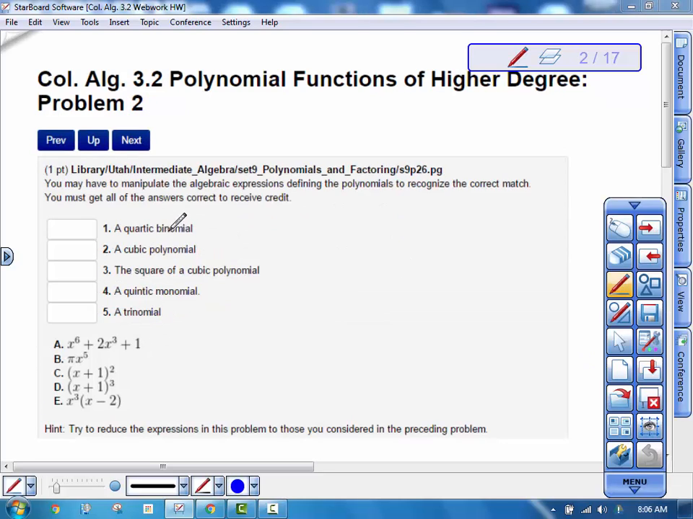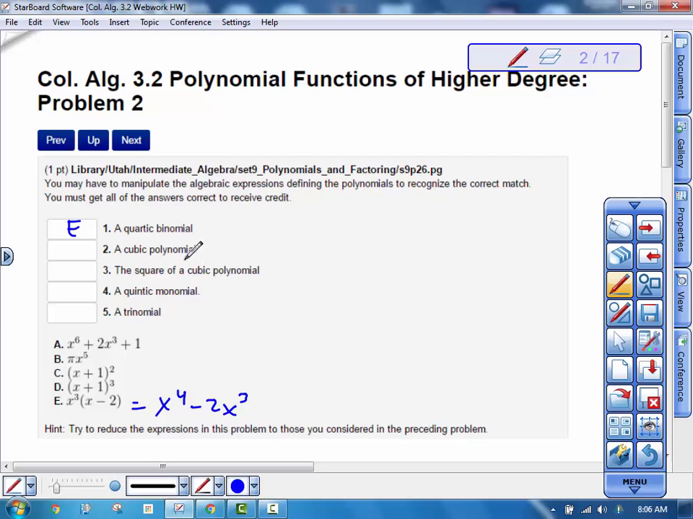Okay, the next problem is just a problem that tests our vocabulary and makes sure we know what these are called. So we're looking for a quartic binomial, which is a fourth degree polynomial with two terms. All right, so the last one, if you distribute, this becomes x to the fourth minus 2x cubed. So that's a fourth degree polynomial with two terms, that'd be e.